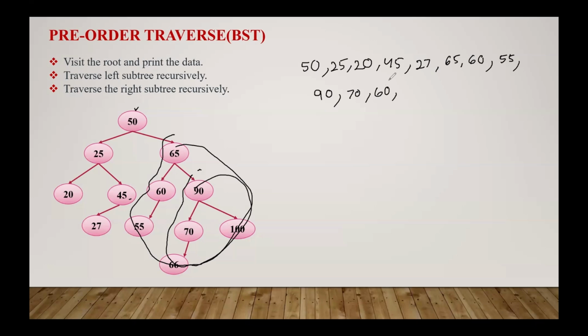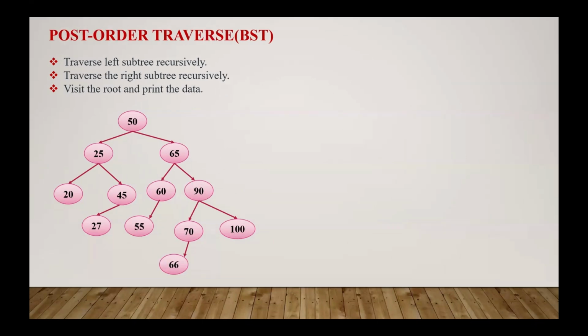Then 66 is the root, and once the root and left subtree are done, what is the remaining? The remaining is the 100. So this is the pre-order traversal of a binary search tree. Next one is the post-order traversal.